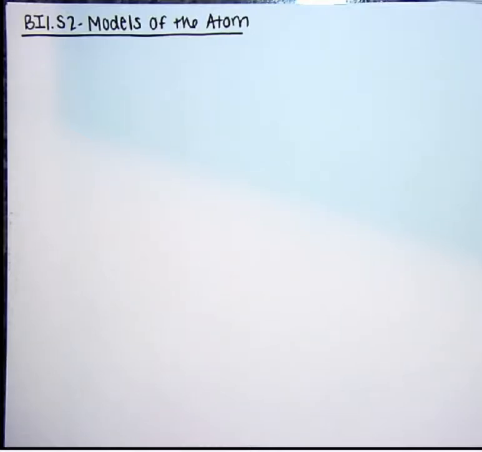This lesson will cover Big Idea 1, Standard 2. Topic for today is models of the atom.